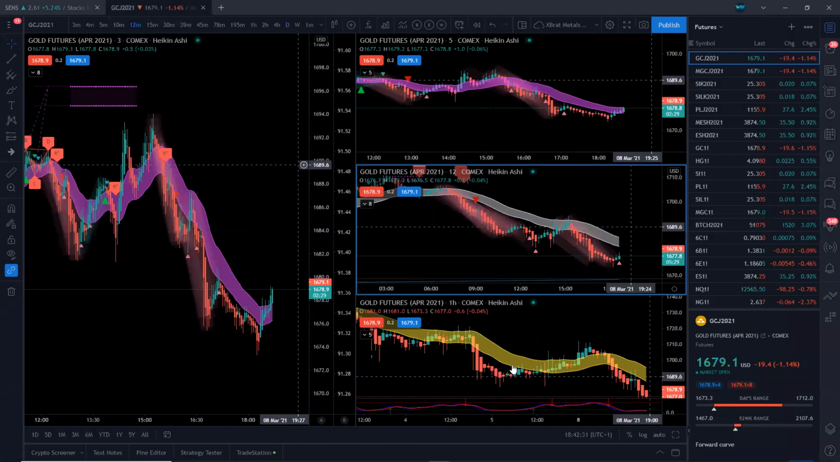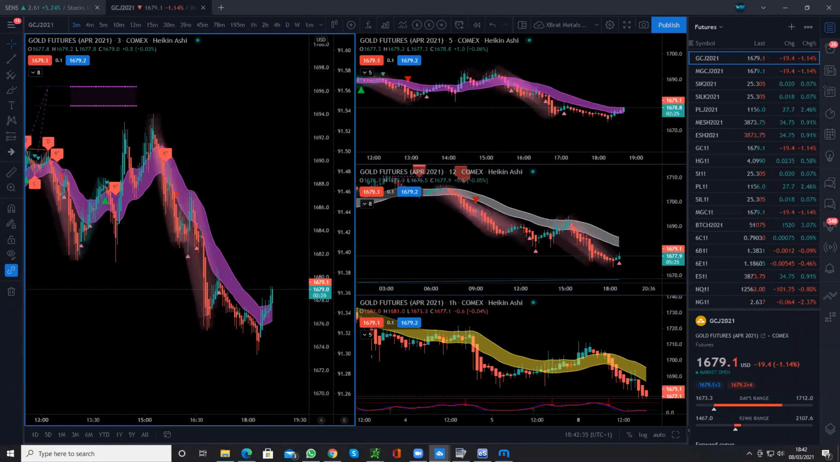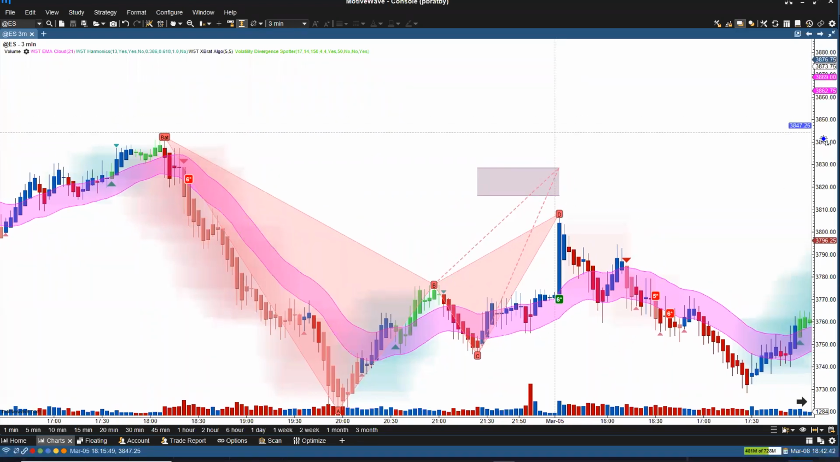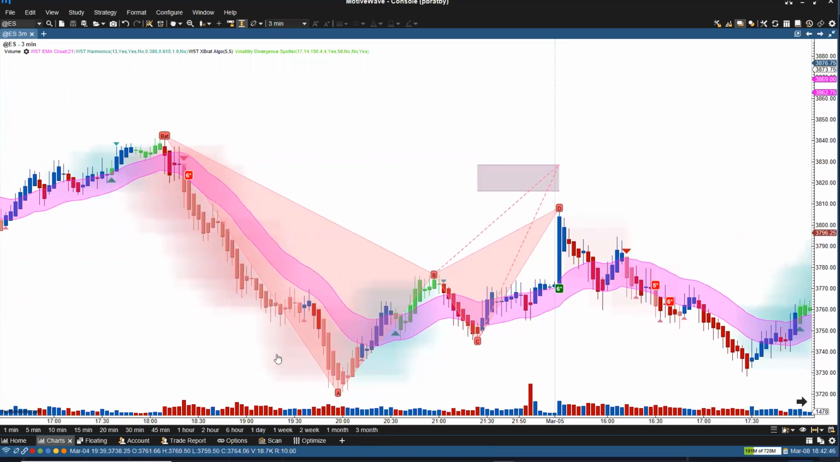So let's go on to futures now. In fact, what I'm going to do is pull the motive wave version of some of the indicators. So this is the day trading bundle. So we've got expert algo. So this is ES. I think this is Friday.